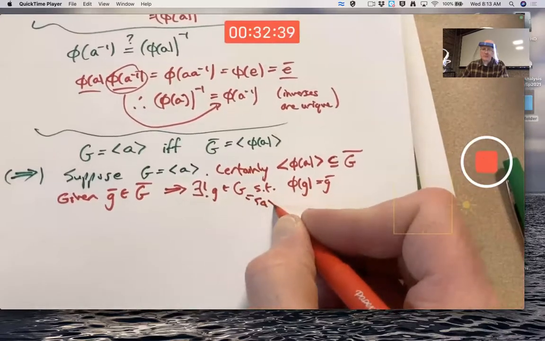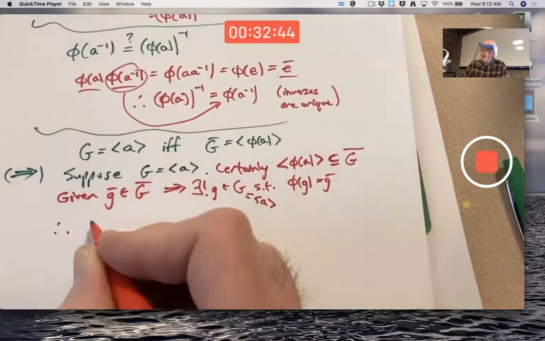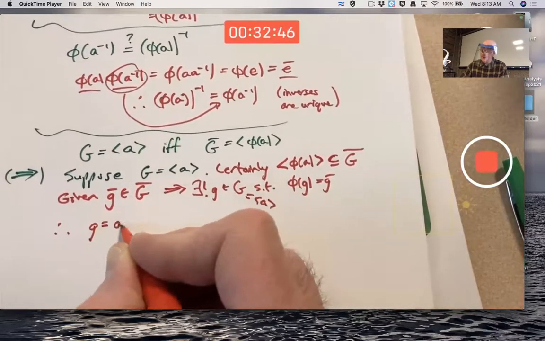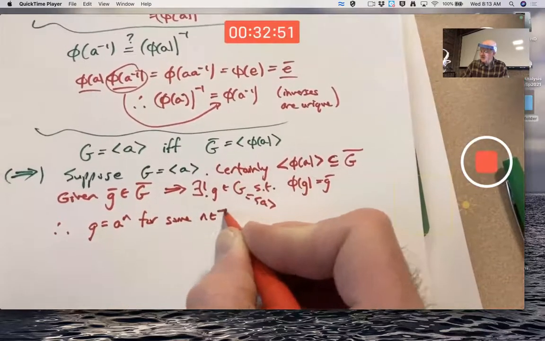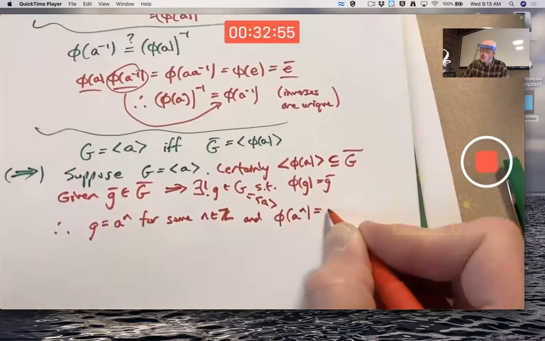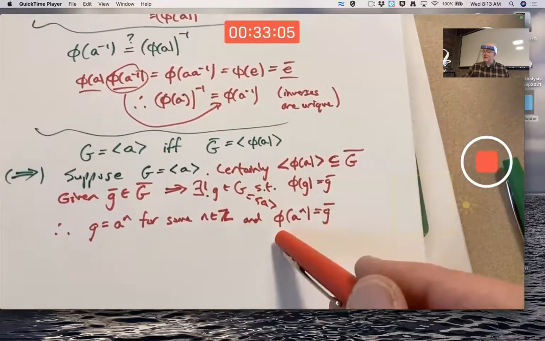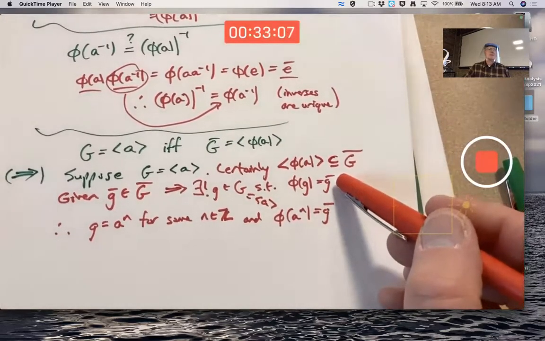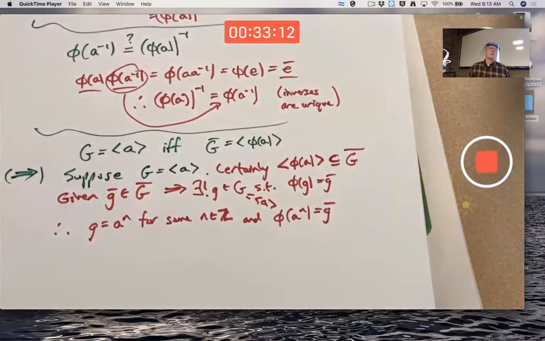Probably should have written this to begin with. Therefore, little g equals A to the n for some integer n, and we can then say phi of A to the n equals g bar. I'm being a little bit more wordy perhaps than I absolutely need to be. I probably could have jumped right to that line without this intermediate line, but I'm being a little extra thorough.